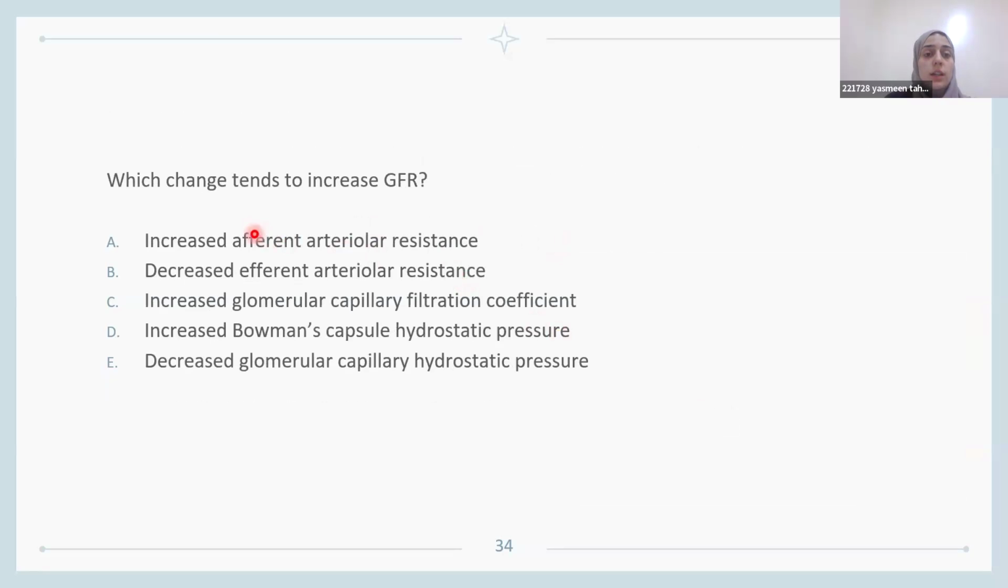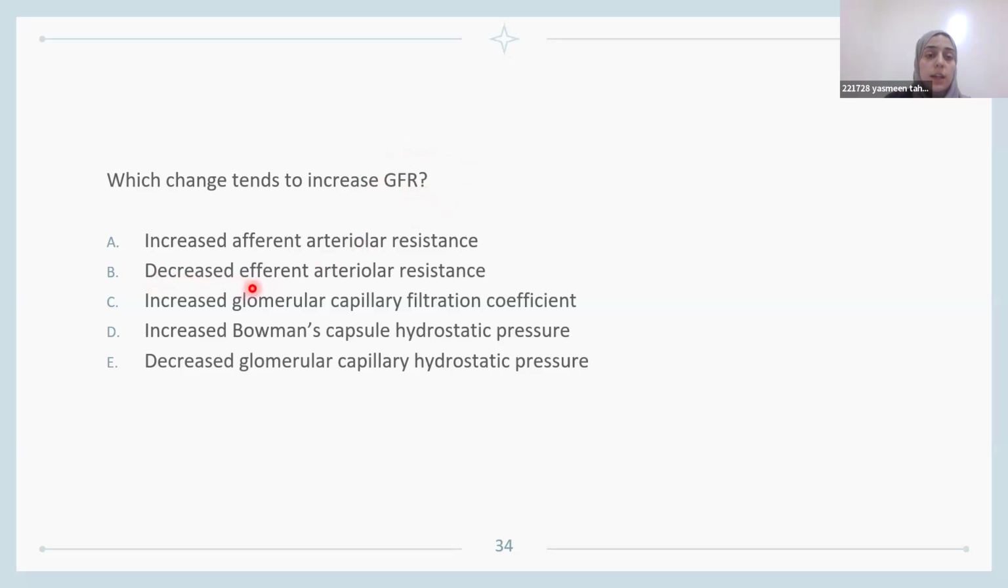Which changes tend to increase the GFR? So these are different changes that can affect the GFR. First one is increased afferent arteriole resistance. So this will not actually increase the GFR, because if we have an increased afferent arteriole resistance, we explained earlier how it's going to decrease the blood flow into the glomeruli. And of course, if the blood flow into the glomeruli is less, we have less glomerular filtration rate.